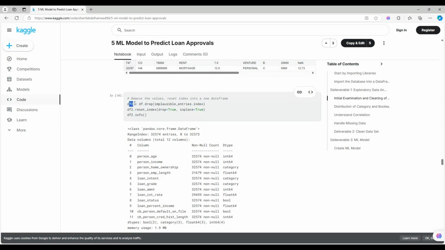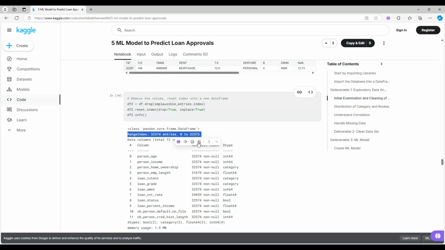So I was dropping the implausible entries that we had, and then resetting the index, because if you don't reset the index, then you have a bit of a weird range index here.